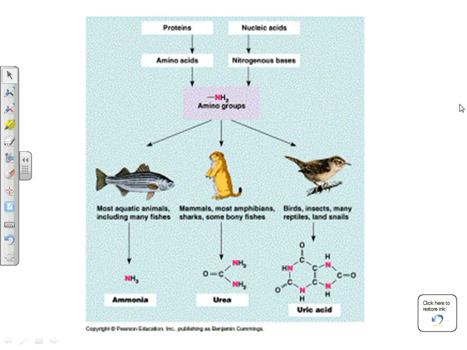This is just showing you the same thing: proteins are broken down by your body into amino acids. The amino group is removed from those amino acids. In fish, they flush out those nitrogenous wastes as ammonia. In mammals, most amphibians and a few fish, it gets flushed out as urea. And in birds, insects and most reptiles, it's flushed out as a solid, a paste, uric acid.